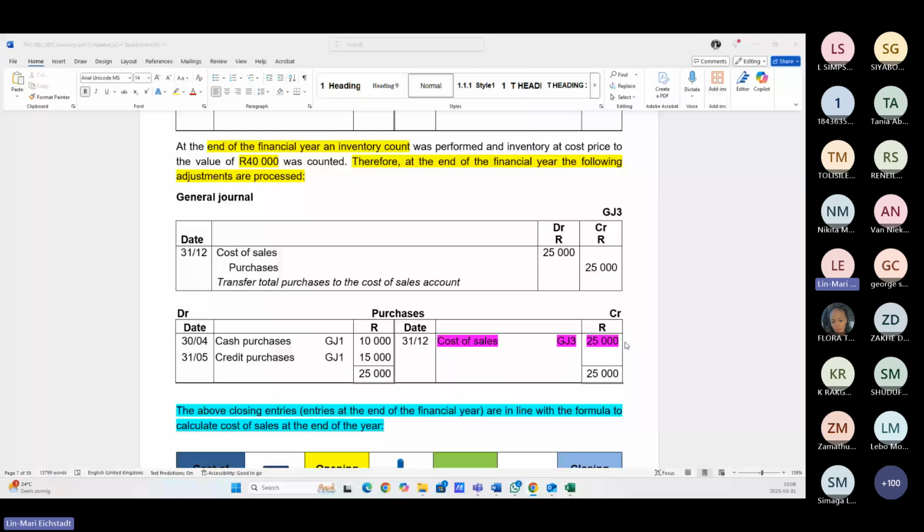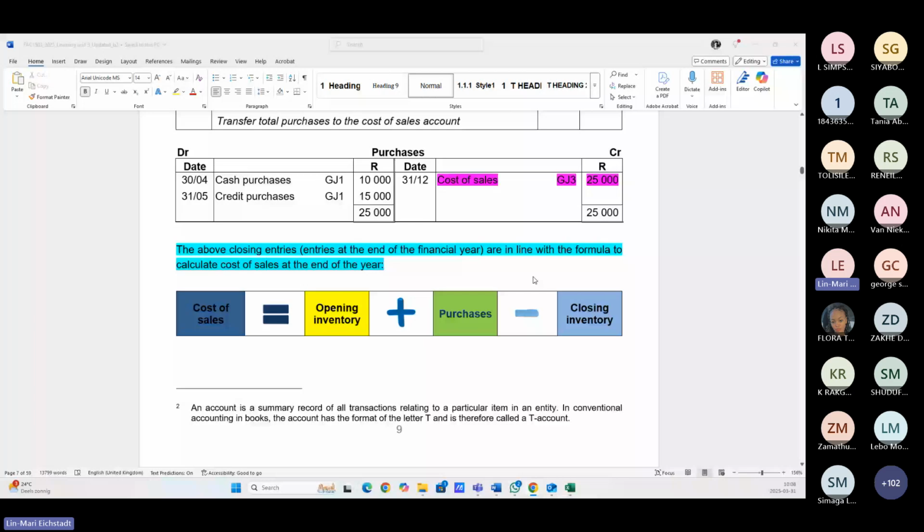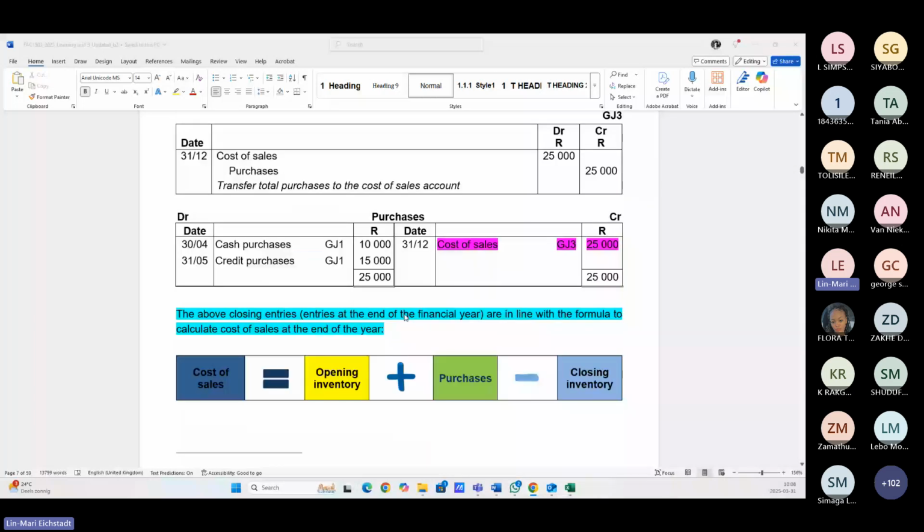In an instance where we maybe had purchase returns, so if we returned something that we purchased, because some stock was faulty, we probably would have had a credit on the side for purchases returns, and the balance amount would have gone to cost of sales. So our journal to clear out our total purchases for the year to the cost of sales account is: we are crediting our purchases account, which we see at the bottom, and we are debiting our cost of sales account.